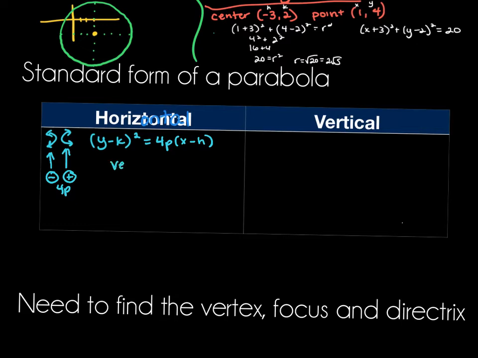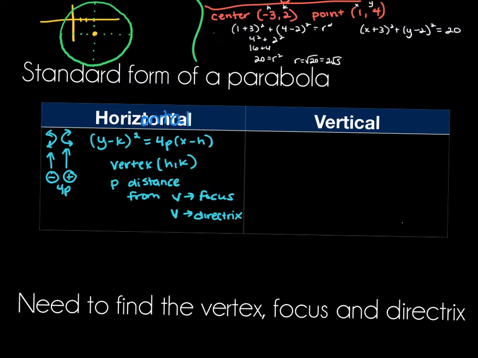Your vertex is hk still, and p is the distance from the vertex to the focus, and the vertex to the directrix.